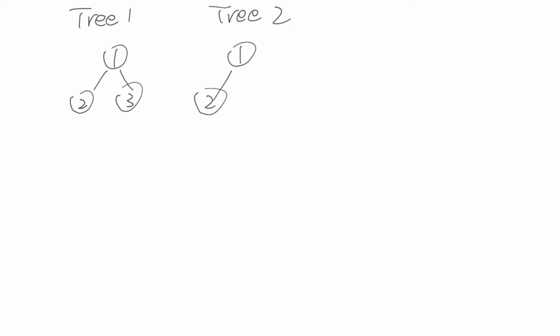Let's see another example. In this case, no matter how you flip the nodes in tree 1, there's no way to make tree 1 equivalent to tree 2. So in this particular example, we should return false.